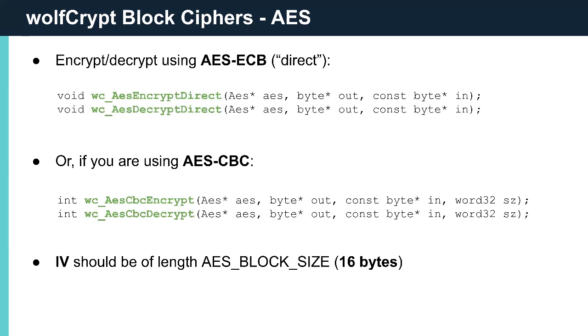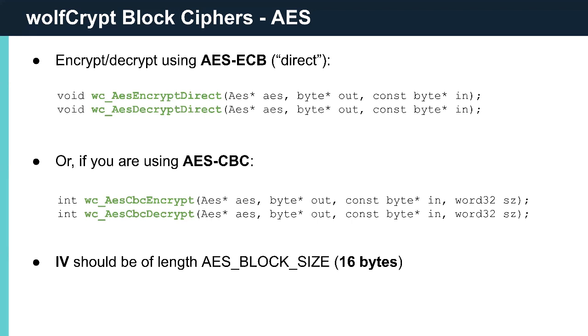To encrypt data using AES ECB in direct mode, call AES encrypt direct. And to decrypt, you would call AES decrypt direct. Pretty simple and straightforward, passing in your AES structure, the output buffer that'll either be the encrypted output or the decrypted plaintext. And then the input, which would either be your incoming plaintext or your incoming ciphertext.